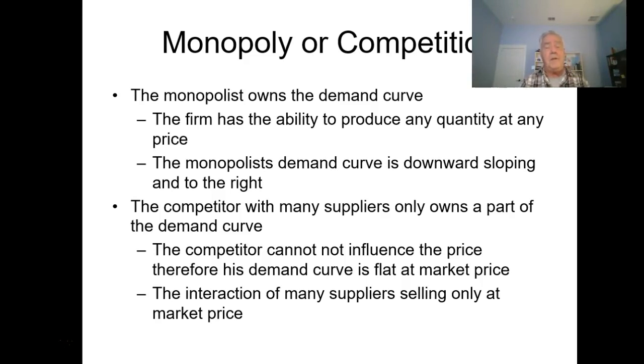So there are a lot of buyers and a lot of sellers in a competitive market. It's the interaction of many suppliers selling at only market price. And again, as we said earlier in the last chapter, they have to accept the price on the shelf as the market price, and they have to produce and sell against that price. And they have to have their costs under control enough that the costs provide them with a profit for their efforts.